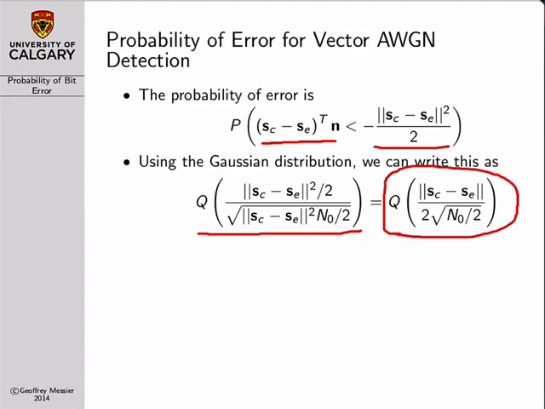And so this is a nice compact expression, and it's an intuitive expression in the sense that the greater the distance between these two vectors, the smaller this probability is going to be, right? Because you start your integral further out on that Gaussian tail. And that's what we would expect, right? The greater distance we have between two vectors, the less likely we are to confuse them at the detector.